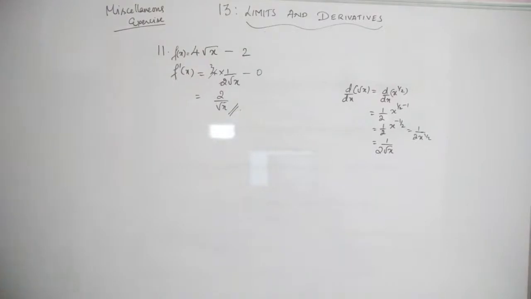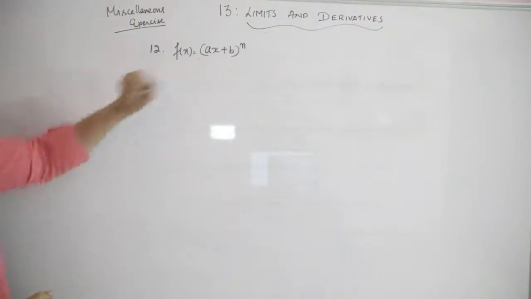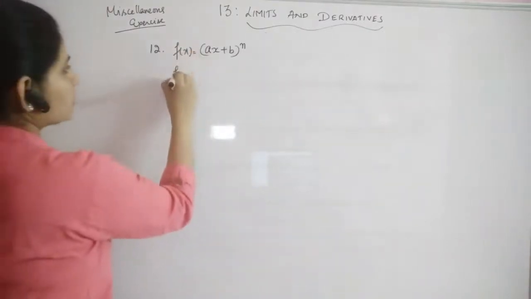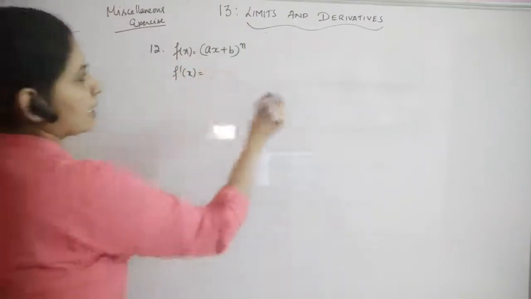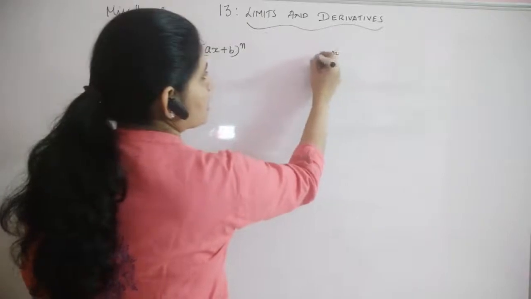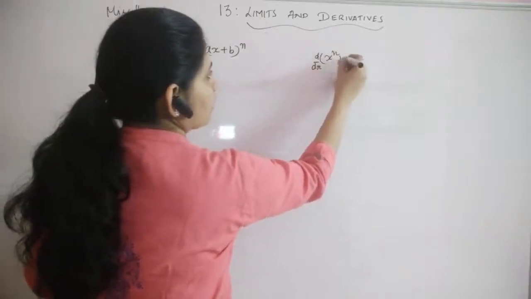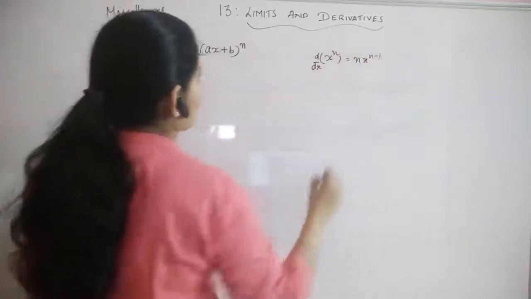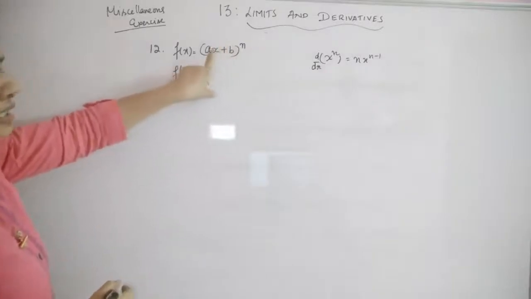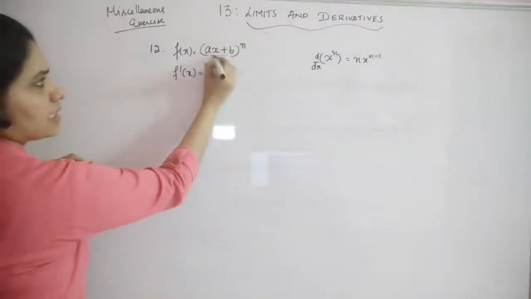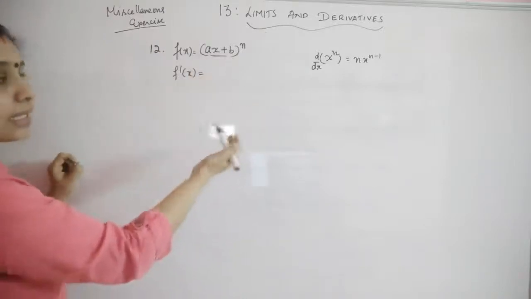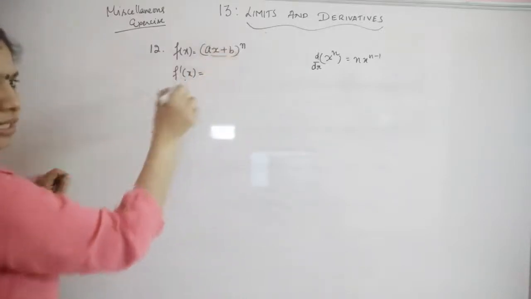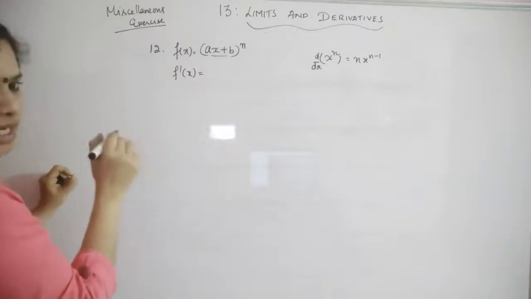Okay. f of x equal to ax plus b the whole raised to n. So here f dash of x, or the derivative of the given function, will be, again first we will apply the derivative of x raised to n, which is nx raised to n minus 1. But since the inside term is not x, it is something else, you have to multiply the derivative of this term also together with that. That is known as chain rule.